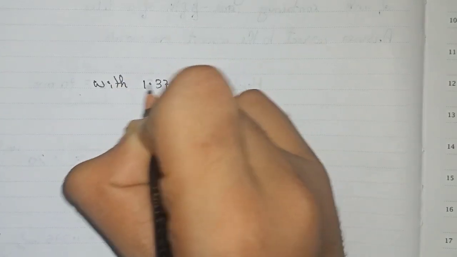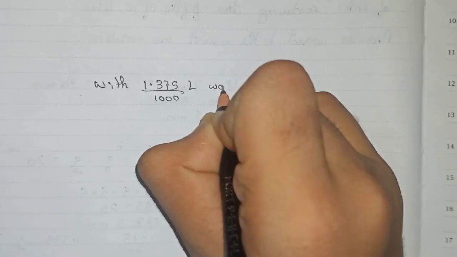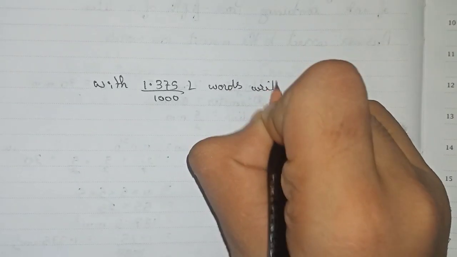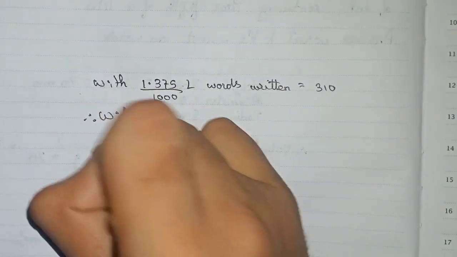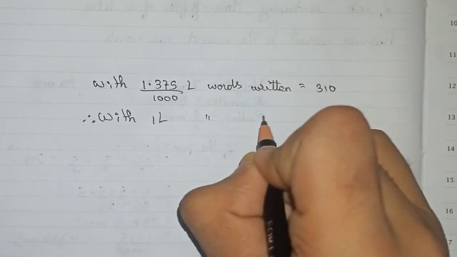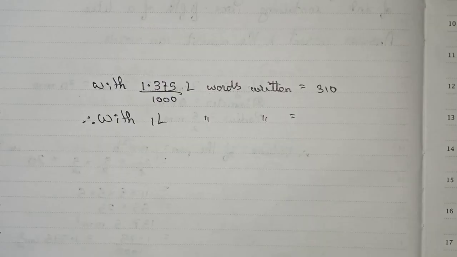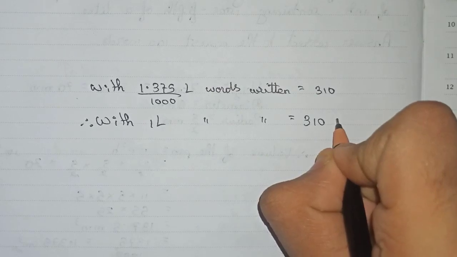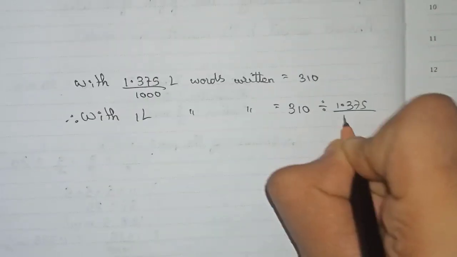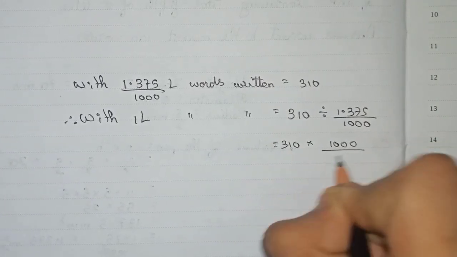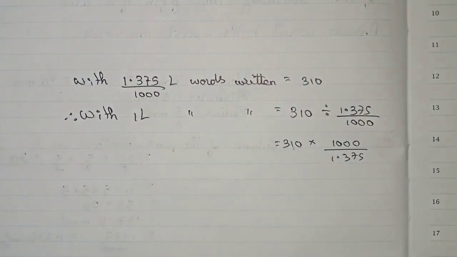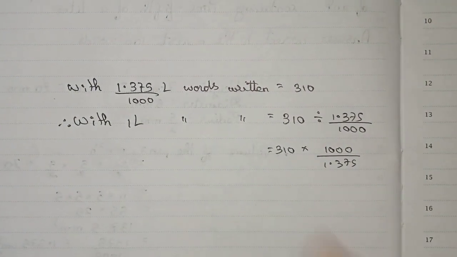So with 1.375 by 1000 liter, words written equals 310. So therefore with 1 liter, words written will be equals to 310 divided by 1.375 by 1000. So 310 multiplied by 1000 by 1.375, doing the reciprocal.